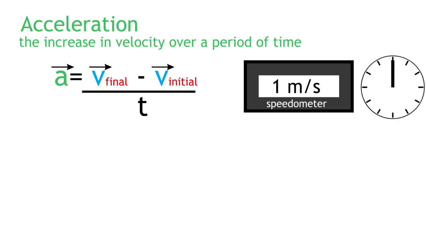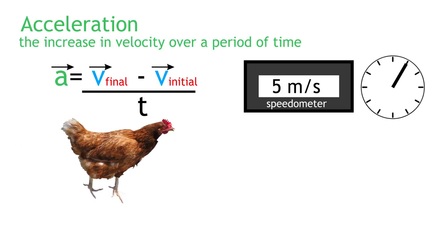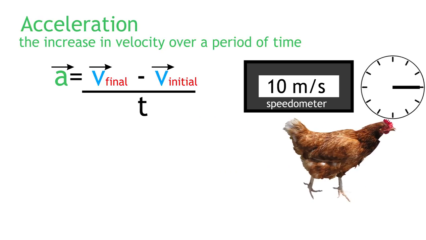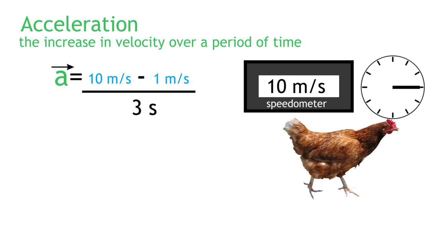Here, this chicken is currently strutting, strutting is a funny word, forward slowly at 1 meter per second. 3 seconds later, it is moving forwards at 10 meters per second. Once again, pause the video here and try to figure out the acceleration. To put the formula together, the final velocity is 10 meters per second minus the initial velocity, which was 1 meter per second, divided by the time elapsed between the two instants, 3 seconds. Once the formula is done, the acceleration should be 3 meters per second squared.